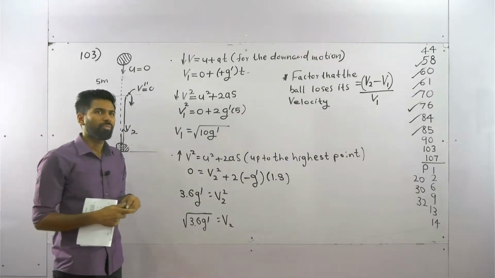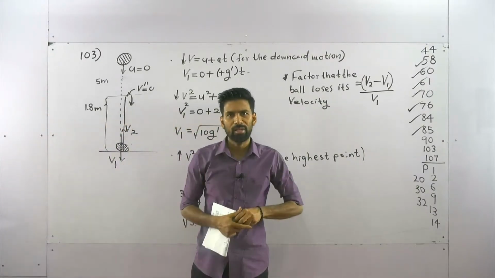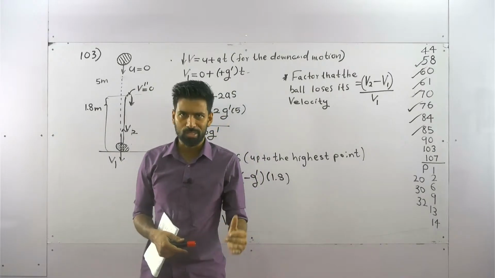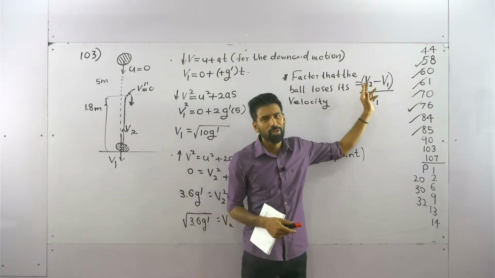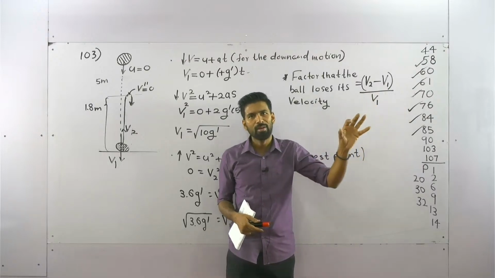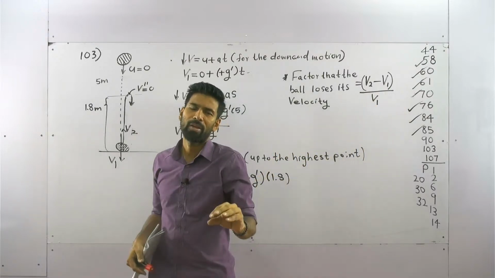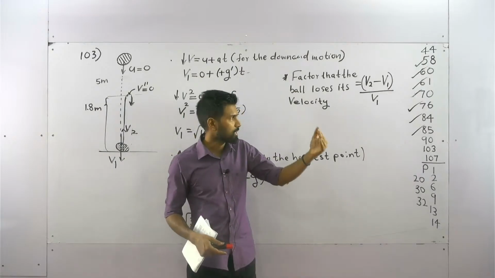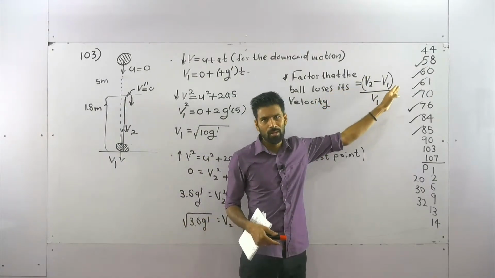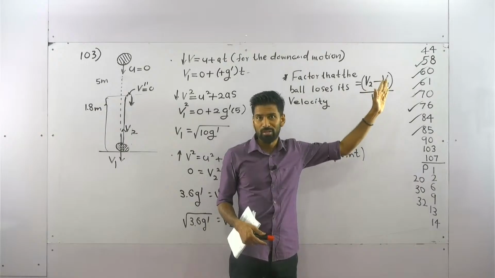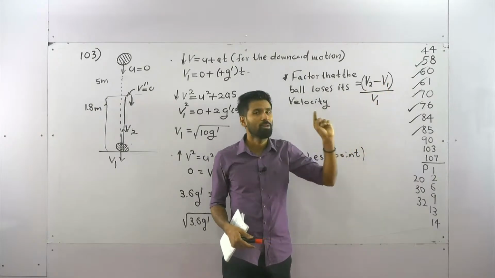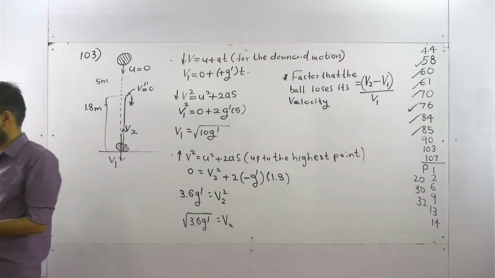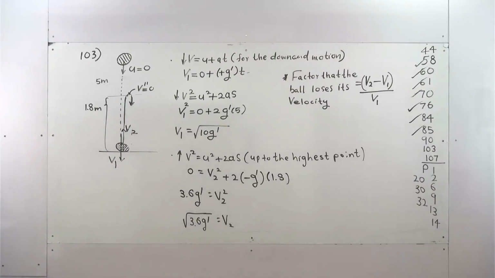Remember that when you are asked to find the factor by which something changes, you have to find the change, v2 minus v1, and divide the whole thing by the initial value. That is the ratio that it changes. So what they ask is v2 minus v1 over v1.